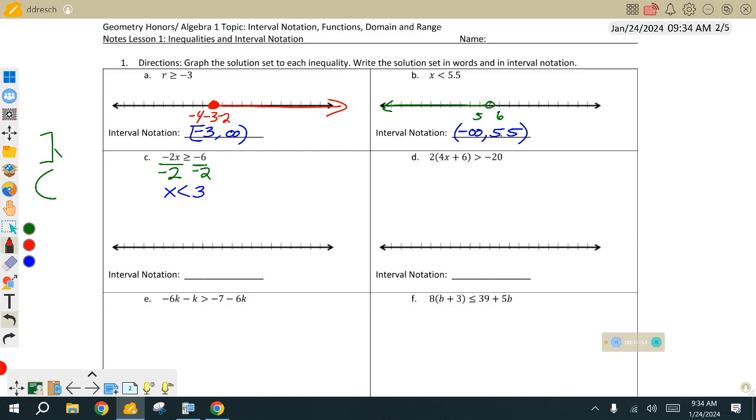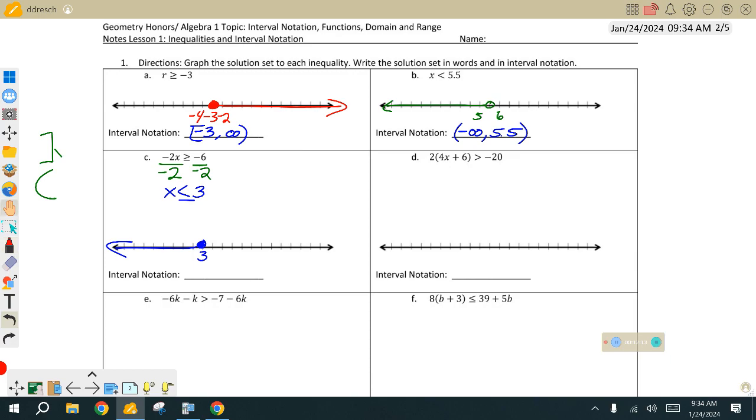3, open or closed? Oh, sorry, I didn't see the equal to. I heard closed and I didn't see that. My bad. And then less than or greater than, less than, and then write me the interval notation.